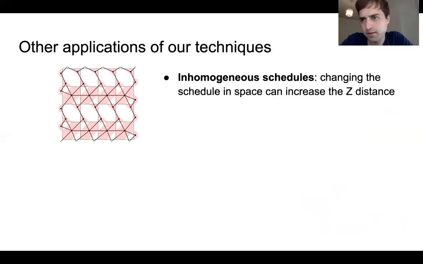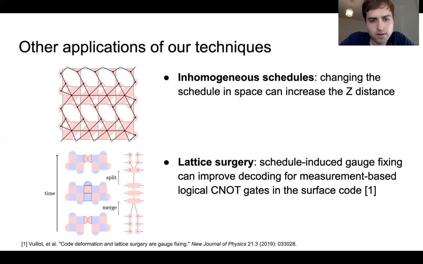There are other applications of the schedule-induced gauge fixing technique. One of them is inhomogeneous schedules, this is where you change the schedule both in space and in time. In most of the results I showed earlier in this talk, we're only changing the schedule in time and keeping it all fixed in space. But you can do both, and we show that we can increase the Z distance of the subsystem surface code by doing that. We also show that the techniques can be applied to lattice surgery. Lattice surgery is already known to be considered as gauge fixing of some larger subsystem code. So our techniques make the connection to how you can actually decode this using the schedule-induced gauge fixing ideas.